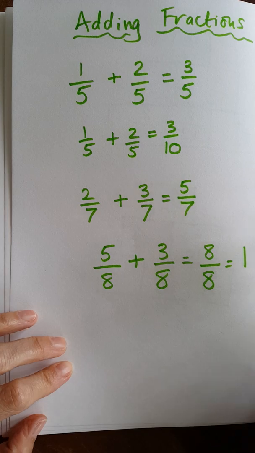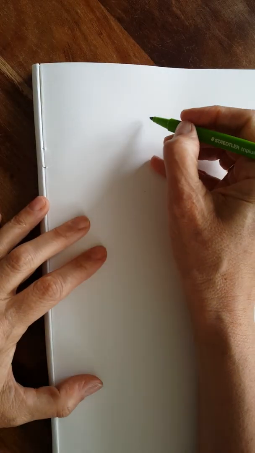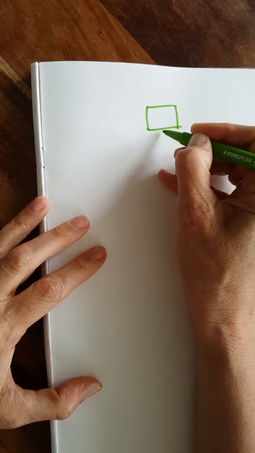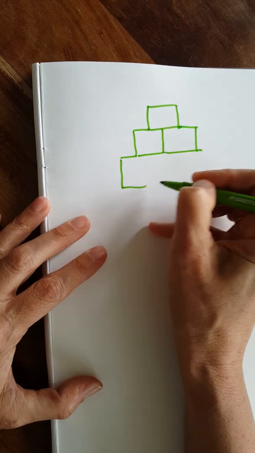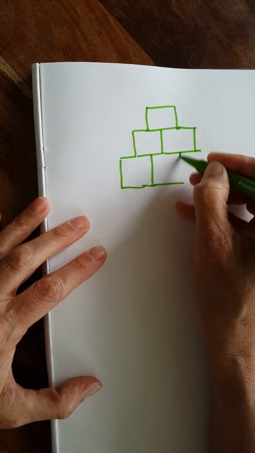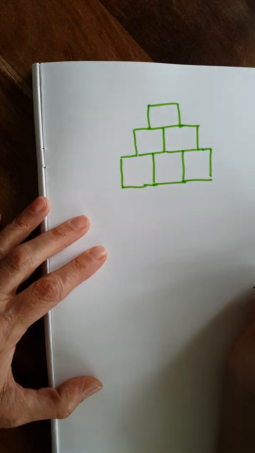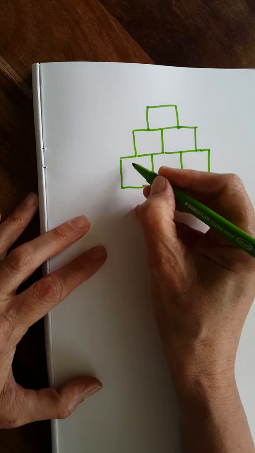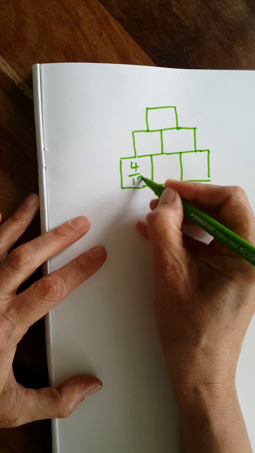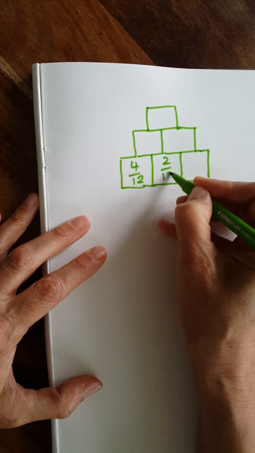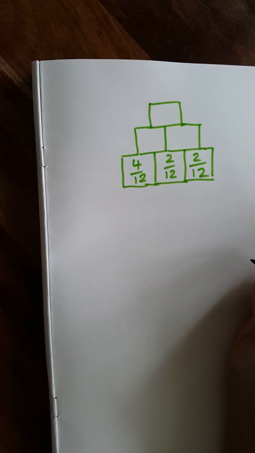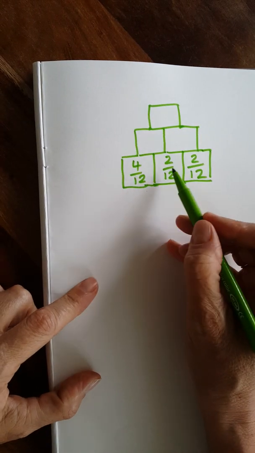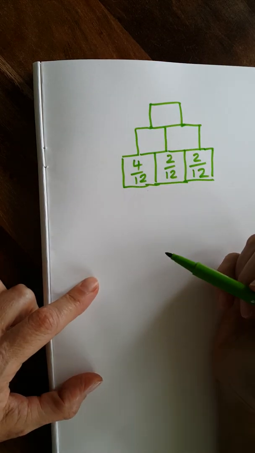So we're going to look at today's work, which is adding up fractions in pyramids. I'm just going to quickly draw these pyramid shapes and we'll look at the first one, which is probably the easiest one, and then I'll look at a slightly harder one. Question 1 on page 1 is 4/12, 2/12 and another 2/12. All you need to know about these pyramids is that you add the 2 boxes next to each other and you get the answer in the box above.